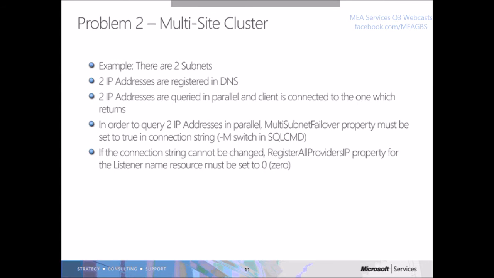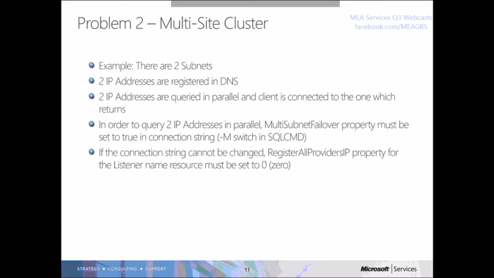When a client connects using a listener name, both IP addresses are queried in parallel, and the client is connected to the IP address that returns the reply. In order to query the IP addresses in parallel, we need the multi-subnet failover property to be set to true in the connection string. This is supported, for example, by SQLCMD, which supports the -M switch for multi-subnet failover. Most applications, when they connect to this availability group, should be using this particular property.